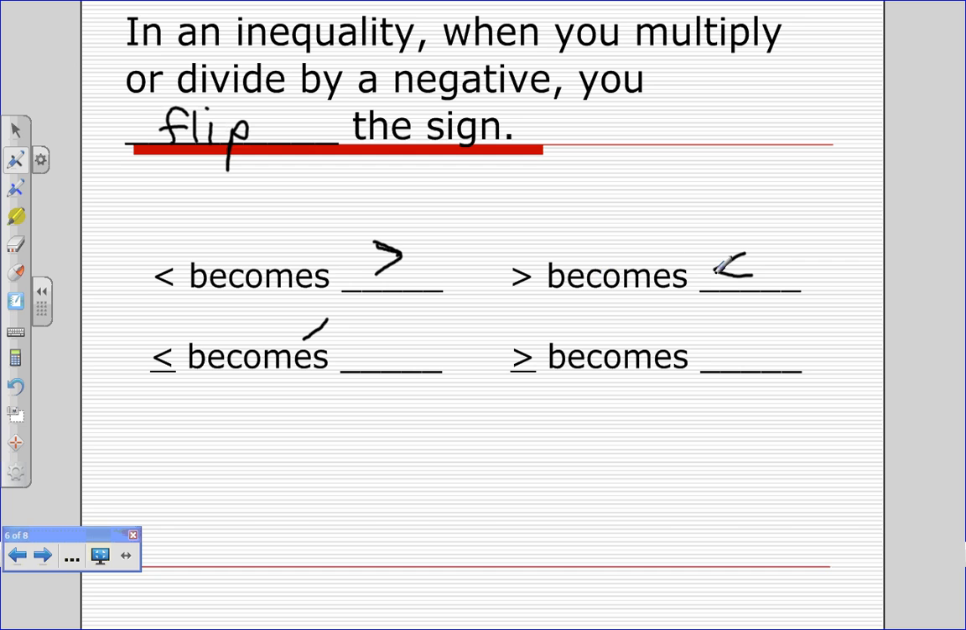So if you look at them, we're just kind of doing the mirror image or turning them around, however you want to think about it. Less than or equal to becomes greater than or equal to, and greater than or equal to becomes less than or equal to. Remember, this is only when you multiply or divide by a negative. So if you're not multiplying or dividing by a negative, we're doing it exactly how we just learned. You don't need to change anything at all.